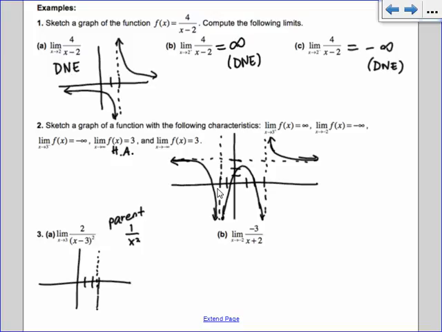Oh, I keep missing it. I did not, oh, darn. Too much of a perfectionist.